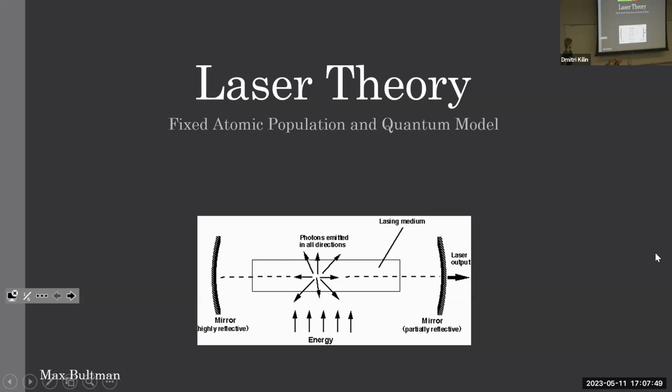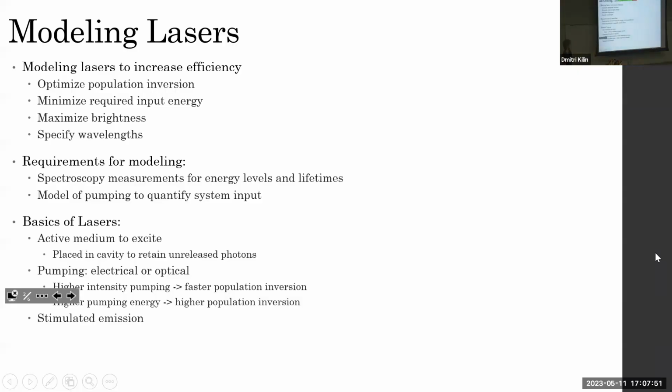Yeah. So quickly, just to briefly overview why we want to model lasers is so we can increase their efficiency, so we can maximize the population inversions, get different wavelengths, maximize the brightness, and minimize how much energy we have to input. And so whenever we want to apply these models to real situations, we have to have spectroscopic measurements for whatever our active medium is, so we can know their energy levels and the lifetime of the states, so we can model the rates. And then we need to have a model of our pumping method.